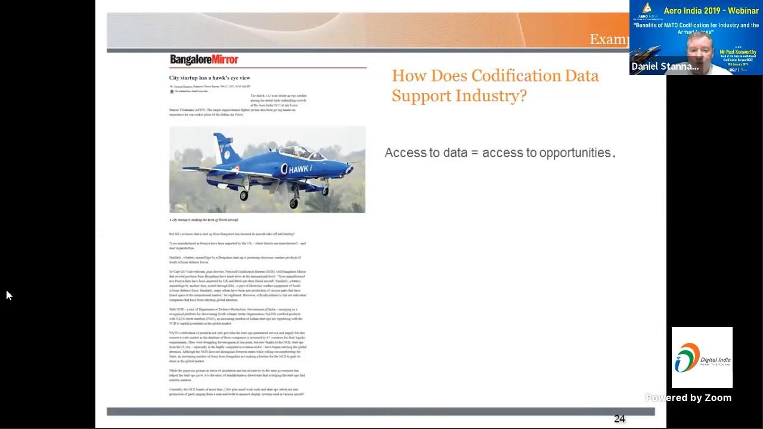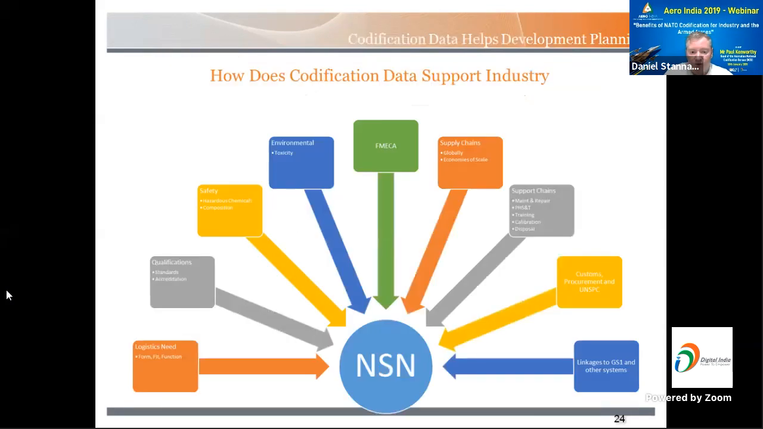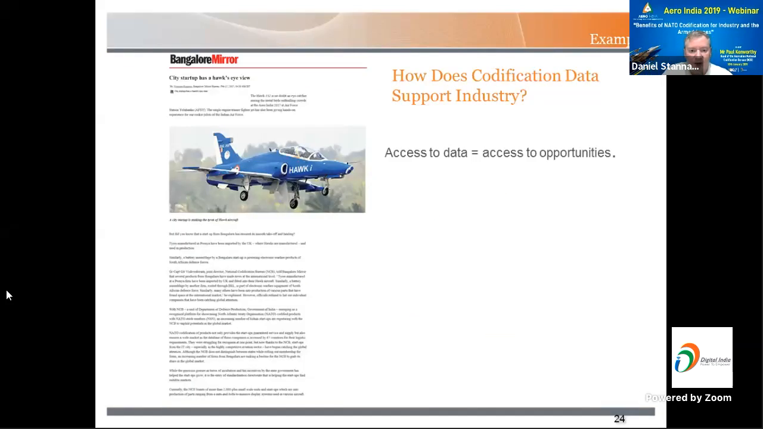And this is an example where an Indian company is now able to sell the tyres that they manufacture in India to the... for some reason the PowerPoint presentation went backwards, and apologies for that. An Indian manufacturer, able to look at the codification data, was able to determine that the product that they made, in this case the tyres, actually met a logistics need. And that logistics need was through the United Kingdom for the Hawk aircraft.